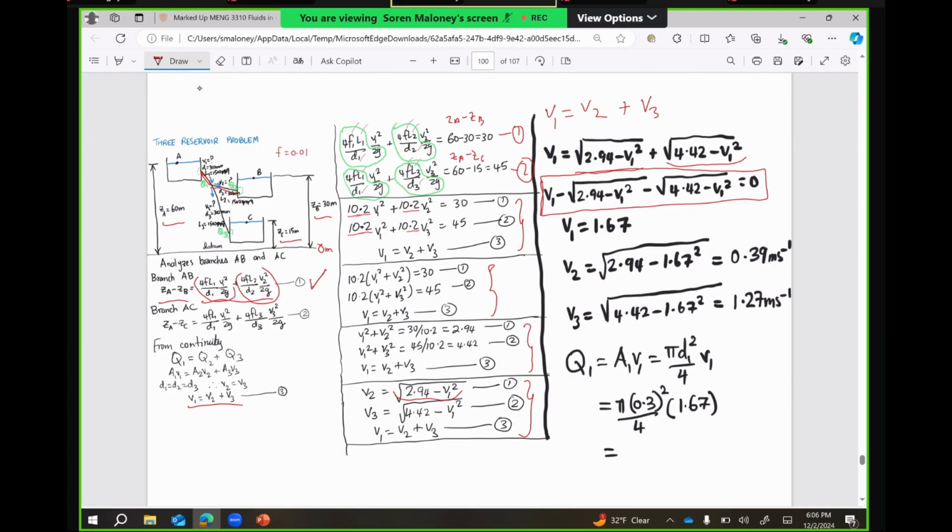But this is best solved with Excel. So we solved it using Excel. In your test, I don't think I'm going to give you a tree reservoir problem.